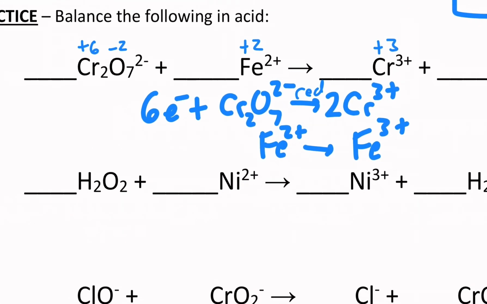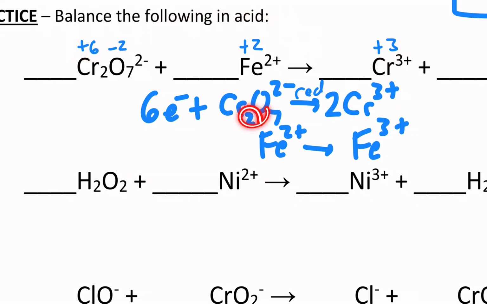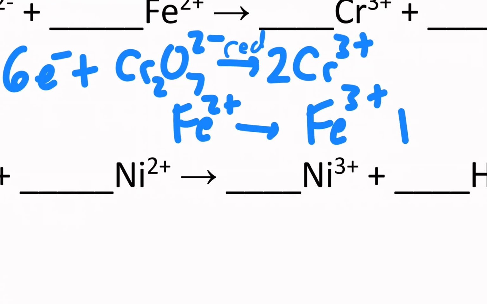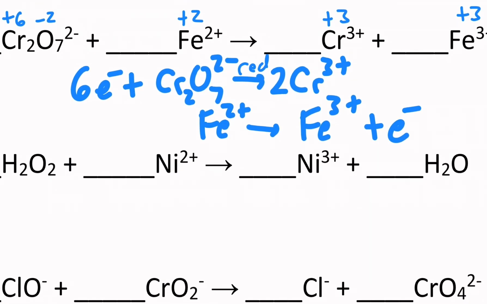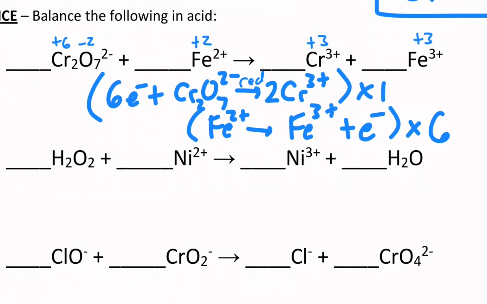Let me say that again. Each chromium went from +6 to +3, so each one gained 3. That means 2 of them gain 6. The iron is easier. The iron loses 1. And now I normalize. I keep this one the same, and I multiply the iron one by 6. And now let me put that back up in our skeletal up above. That means my dichromate has a coefficient of 1, my iron 2 has a coefficient of 6, my chromium 3 has a coefficient of 2, and my iron 3 has a coefficient of 6.